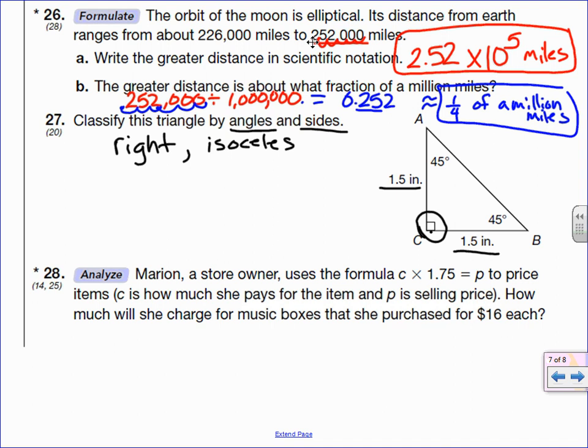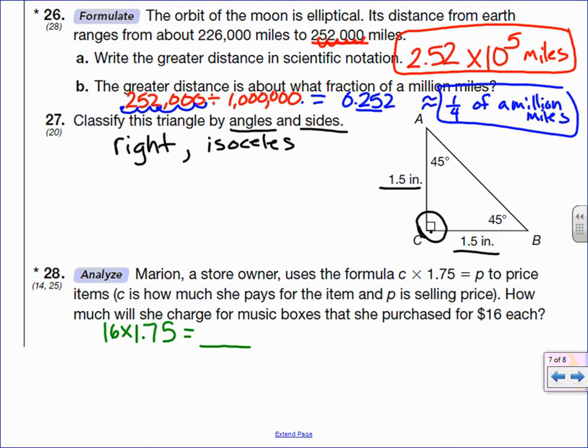Marion, a store owner, uses the formula C times 1.75 equals P to price items. C is how much she pays for the item, and P is the selling price. How much will she charge for music boxes that she purchased for $16? So I'm going to do 1.75, and the cost to her was $16, and what does that equal? Well, we can do this a couple of different ways. One way would be to just multiply the numbers straight out, but that might be kind of difficult.